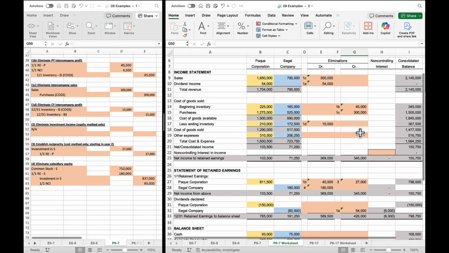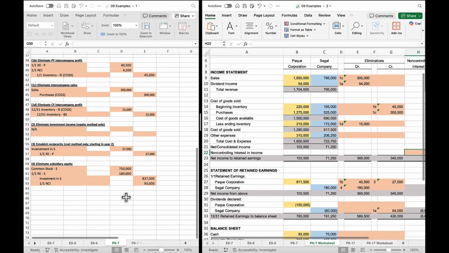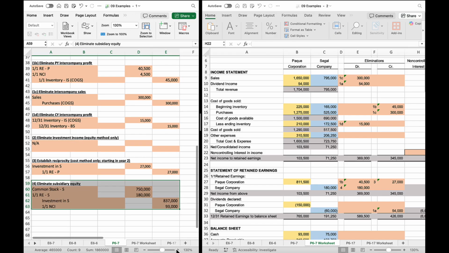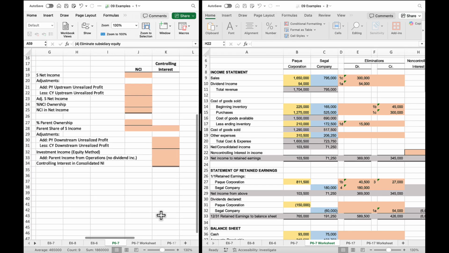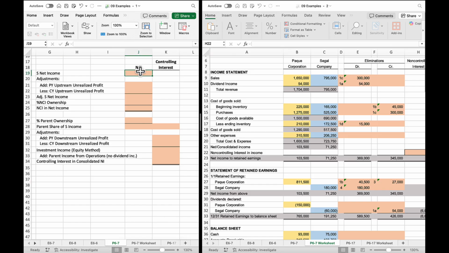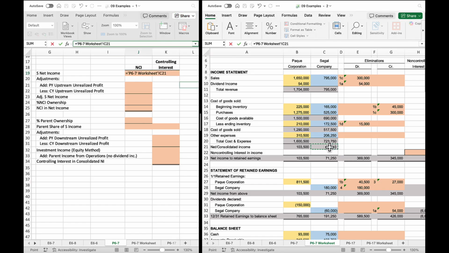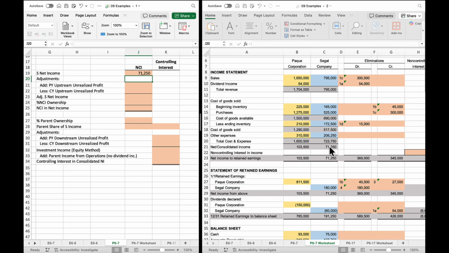We've entered all our entries, but we still need to calculate our non-controlling interest in net income. So to do that, we're going to head back over to our worksheet over here, and we have the schedule that we haven't yet filled out. So we're going to start by taking net income as reported by our subsidiary, which is $71,250.